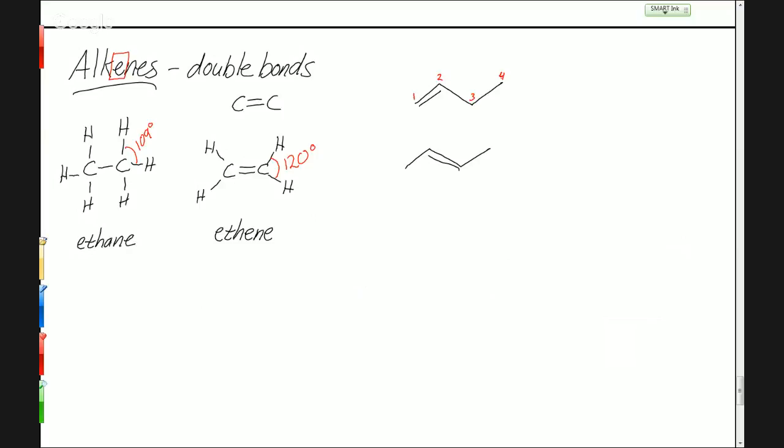So what we do is we use a number to show where that double bond starts, and that's how we make the distinction. So we call this first one 1-butene, and we call the second one 2-butene. And that's how we distinguish those two different butenes. We're going to look at another one. I don't know if we'll get there today. Another way to distinguish them as well.